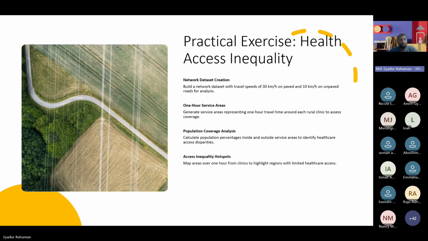And our road network has two types: one is 30 kilometers per hour and the other is 10 kilometers per hour, one for paved and one for unpaved road. And finally, we get information on the access inequality hotspots, which areas where people still face challenges getting access to health facilities or health facilities information.